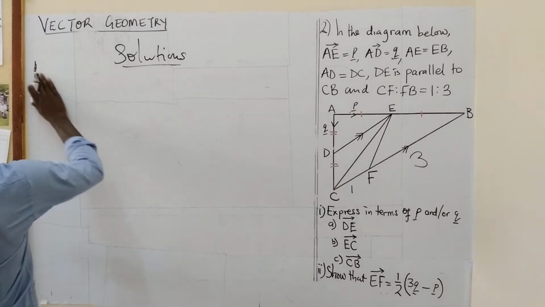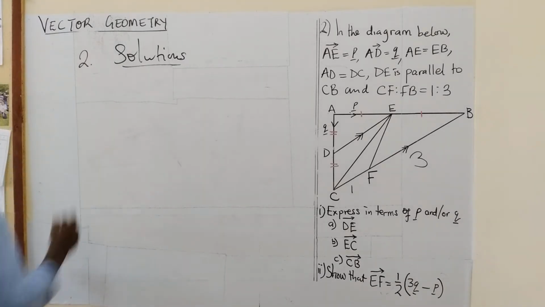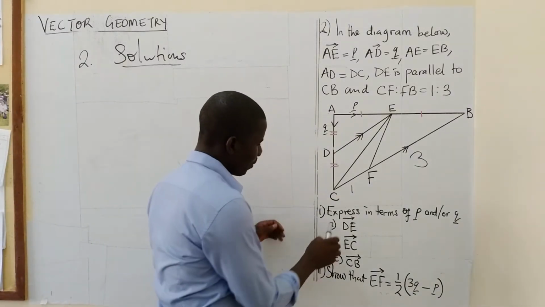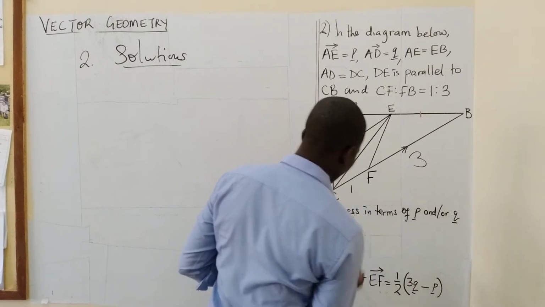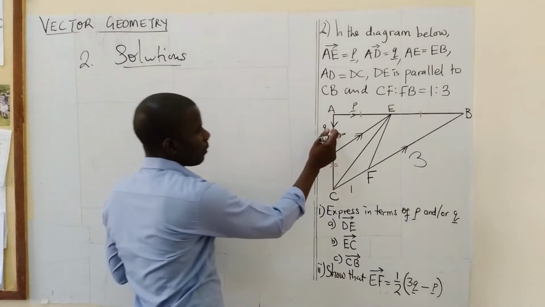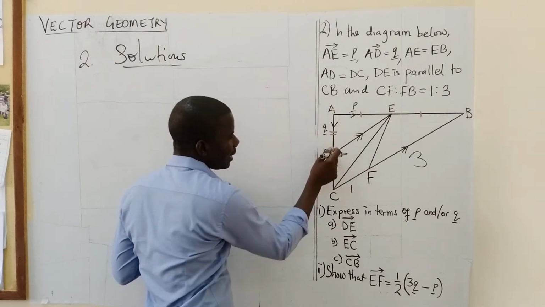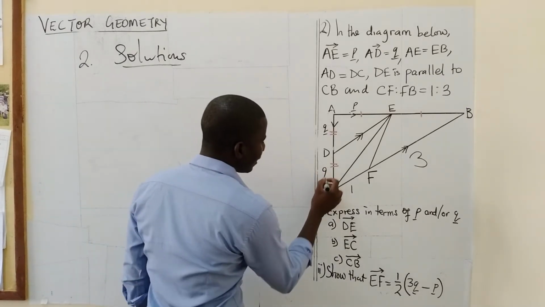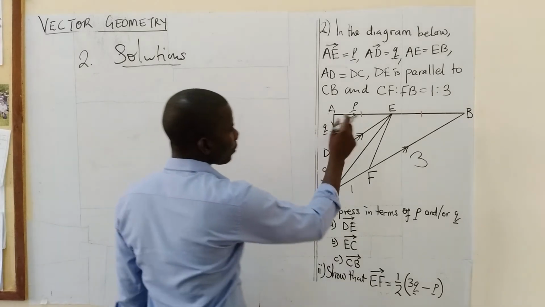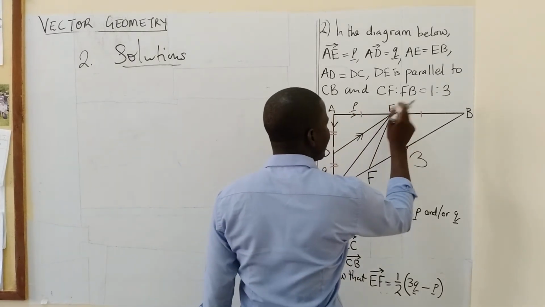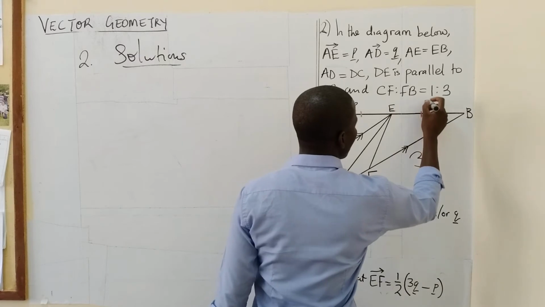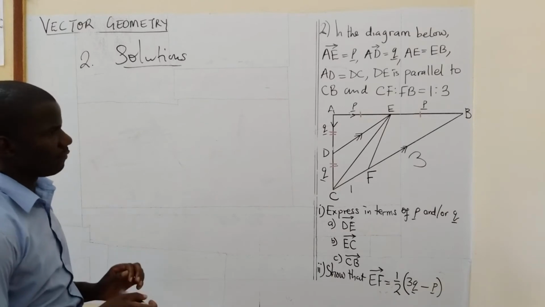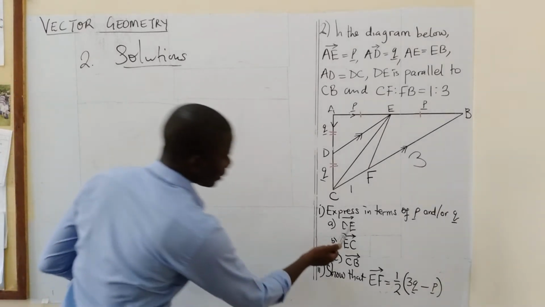So we are dealing with question 2. We come now where we need to express DE in terms of P or Q. Take note here, because AD is equal to DC, this also implies that this part here is equal to Q. Also, we are told that AE is equal to EB, so this is also P. That is what we are going to have. So now we can go ahead and work out this one.